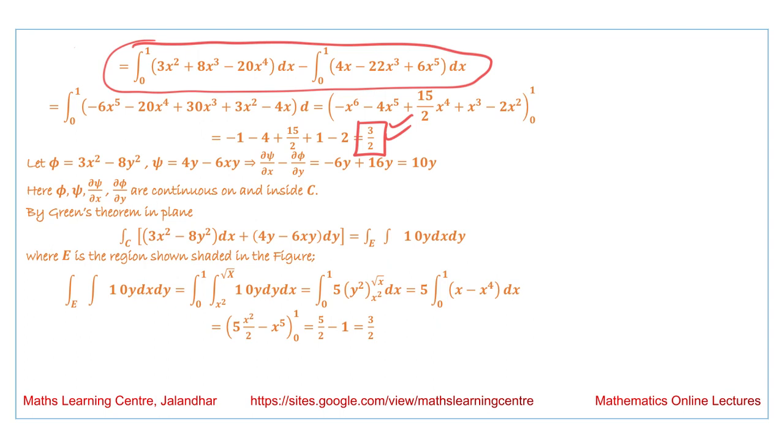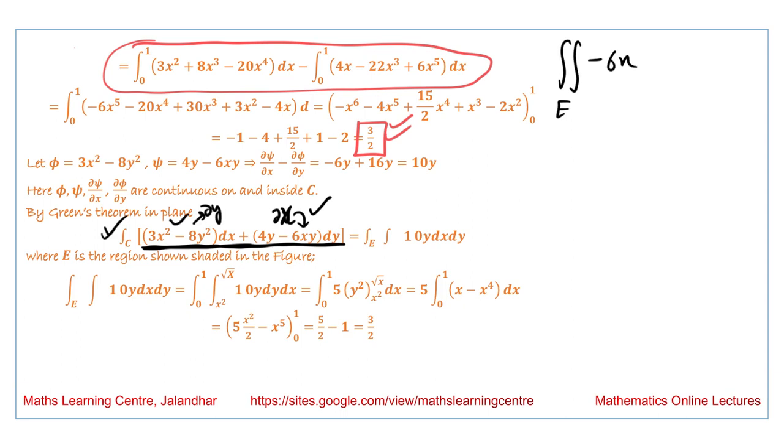Now we use Green's theorem to prove that we are also obtaining the similar result. This is the function given to us. We have to take the partial derivative with respect to x of this term, and the partial derivative with respect to y for this term. So this is equal to the double integral over the region E, where the partial derivative with respect to x is minus 6x, the partial derivative with respect to y is minus 6y, and the partial derivative is plus 16y, into dx dy.